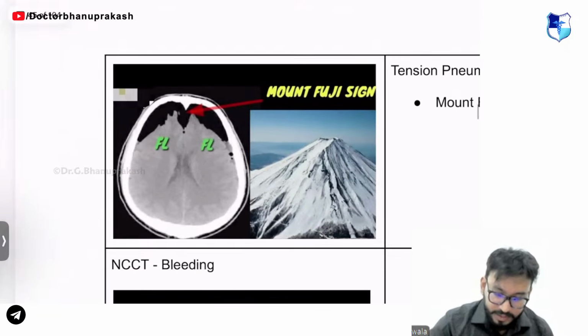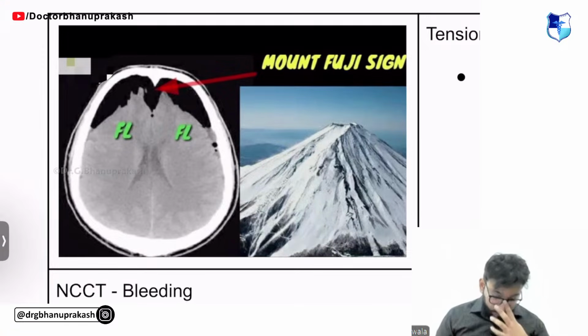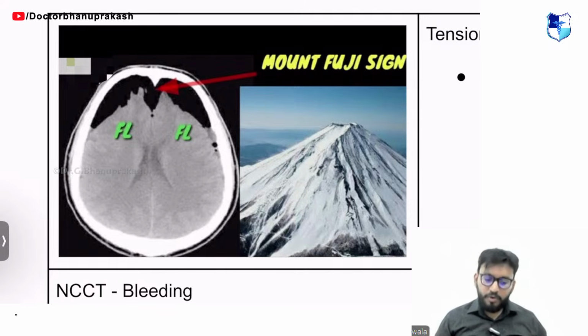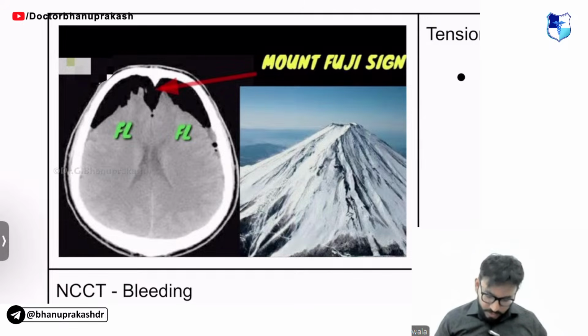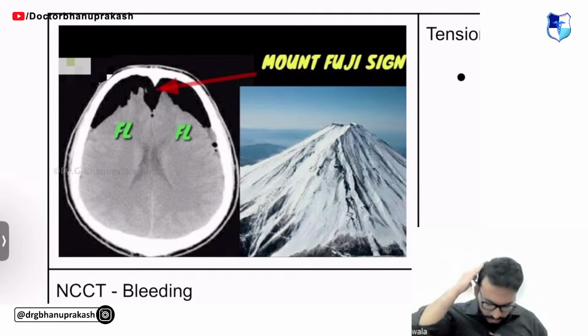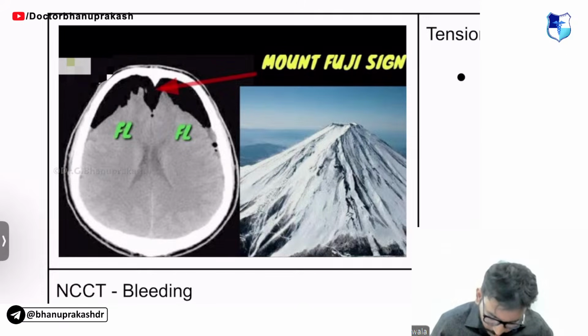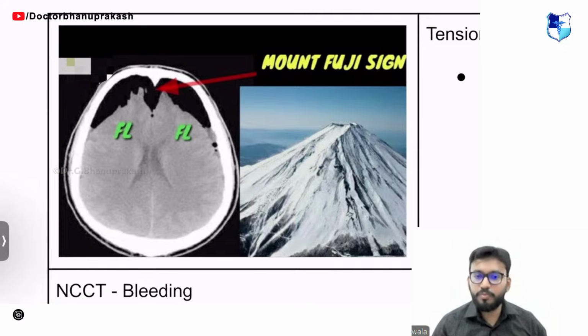Okay, come on, guys. Again, what is this? Mount Fuji sign. Come on, I've given you Mount Fuji sign. What is this? It is found where? Mount Fuji sign is seen in... Come on, tell me. Mount Fuji sign is seen in... Yes, you're right: tension pneumocephalus.